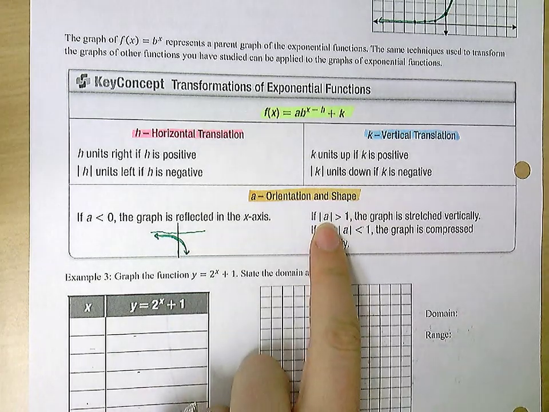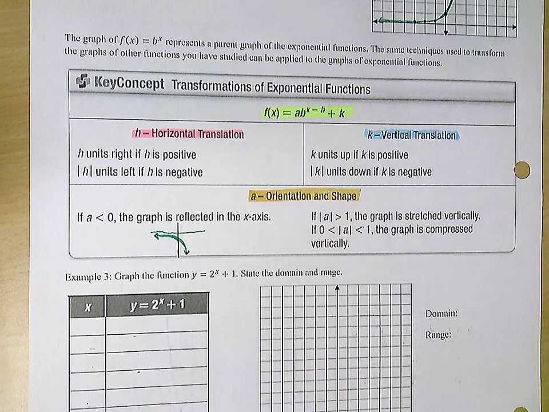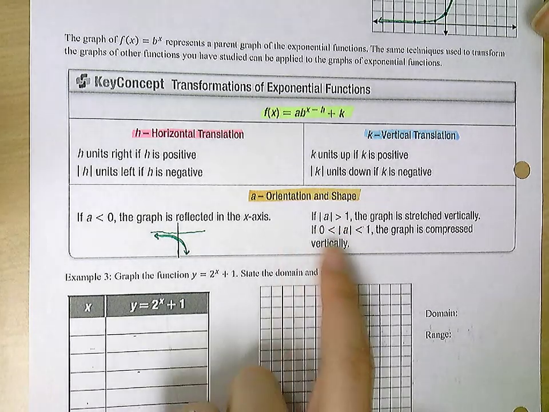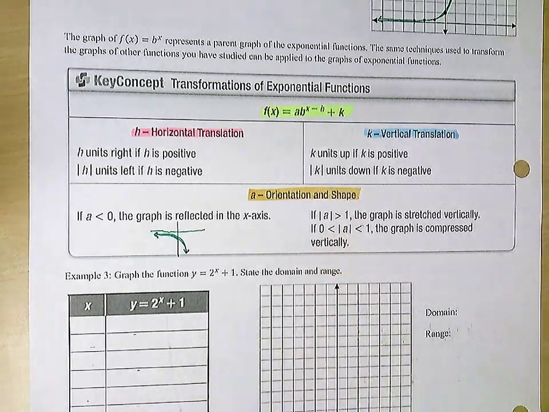Now if the absolute value of a is greater than 1, you're going to stretch out your graph. That means it's going to get longer vertically. If a is a fraction, so it's between 0 and 1, it's compressed vertically, so it's going to shrink down a little bit. Your points are going to get lower than what they once were.